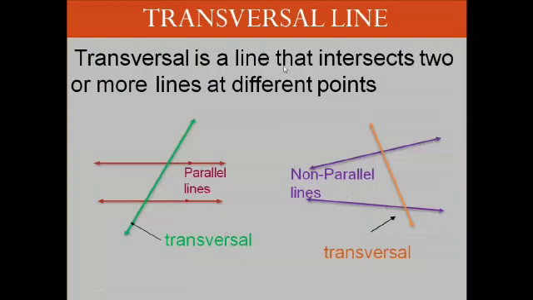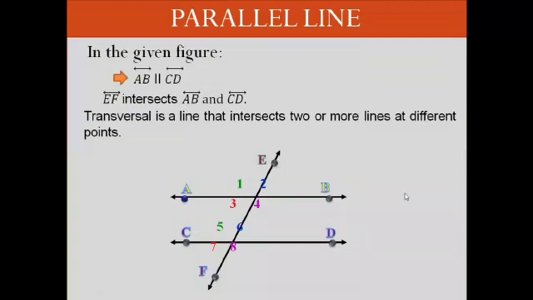So transversal is a line that intersects two or more lines at different points. These two or more lines can be parallel and can be non-parallel also. Now here you can see in this given figure AB is parallel to CD and EF is intersecting AB and CD. So EF is the transversal of AB and CD.